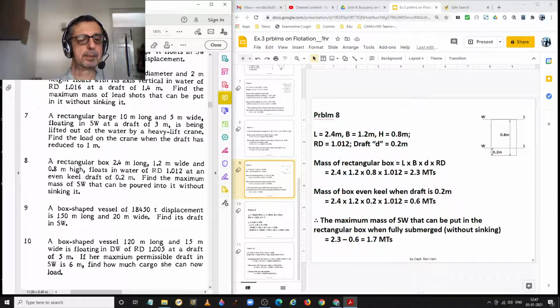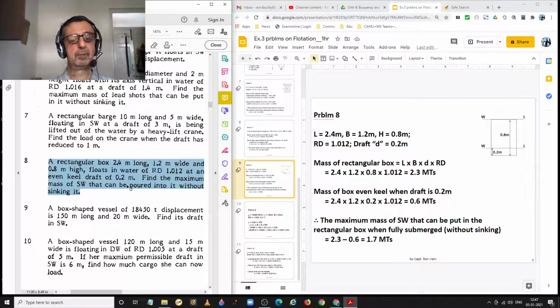Problem number 8. A rectangular box 2.4 meters long, 1.2 meters wide and 0.8 meters high floats in water of RD 1.012 at a draft of 0.2 meters. Find the maximum mass of salt water that can be poured into it without sinking it.